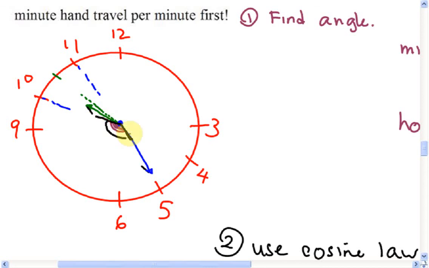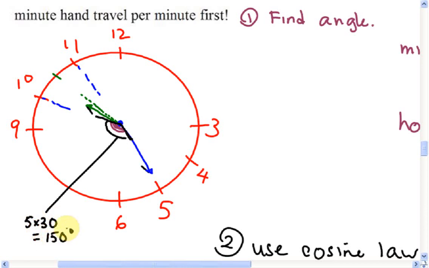So going from the number 5 all the way to number 10, how many wedges do you have here? Well, 5 to 6 is one wedge, right? 6 to 7, 7 to 8, 8 to 9, 9 to 10. That's 5 of them. 5 of these wedges. Each wedge is how many degrees? 30. So that's 5 times 30, which is 150.